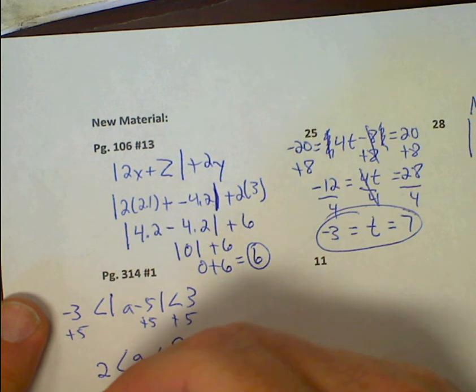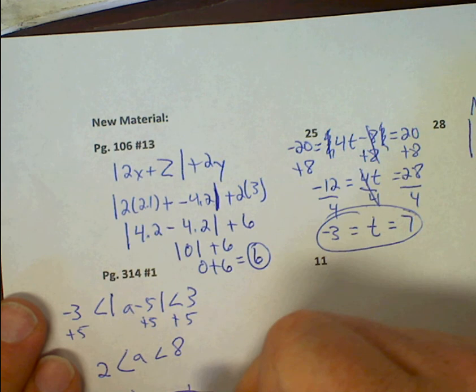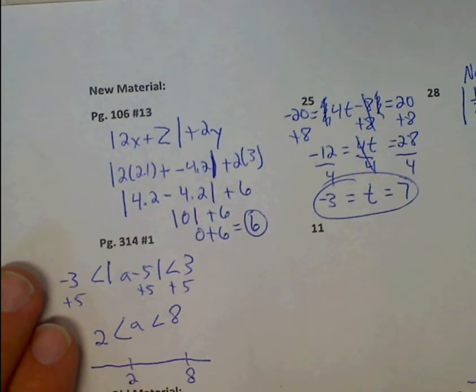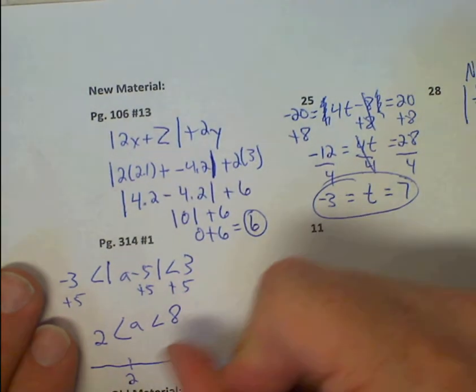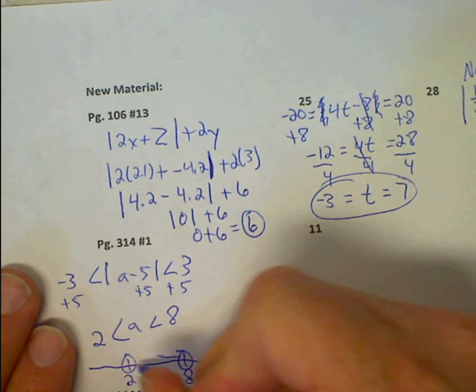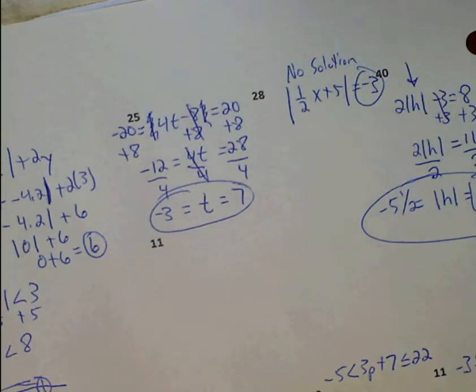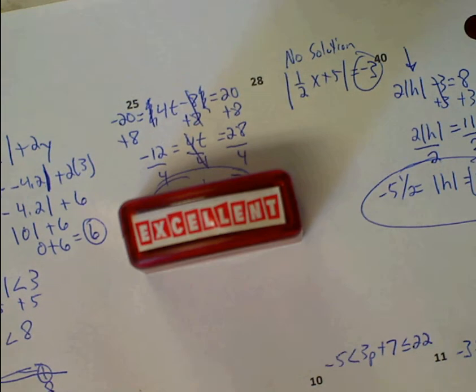It says graph the solution. So 2 is here, 8 is here. A is less than 8. Less than means to the left. A is greater than 2. That means greater than 2. That's how my graph would look. Number 11. Pause the video and try yourself first.